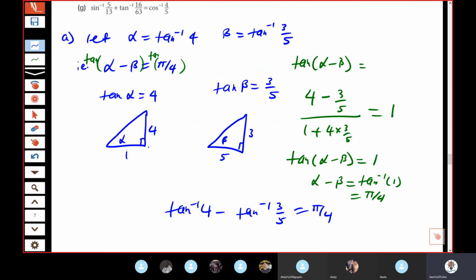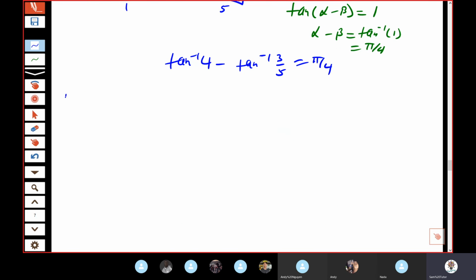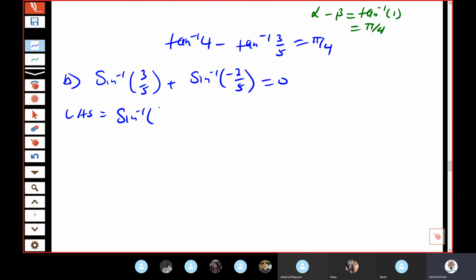Let's try it again. B is very easy. It just says inverse sine 3 on 5 plus inverse sine negative 3 on 5. Well, left-hand side equals inverse sine 3 on 5. And then what do we know about inverse sine of a negative? It becomes minus inverse sine, which was very easy.